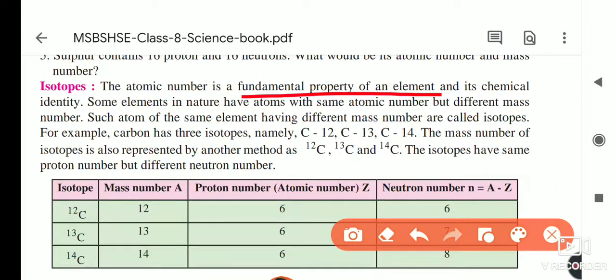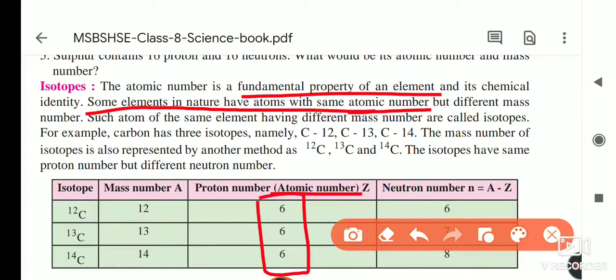Some elements in nature have atoms with the same atomic number. So if you see here, it has the same atomic number, carbon. As per definition, some elements in nature have the same atomic number but different mass numbers. Here the mass numbers given are 12, 13 and 14, and each is carbon only. So the definition of isotopes is: atoms of the same element having the same atomic number but different mass numbers are called isotopes.